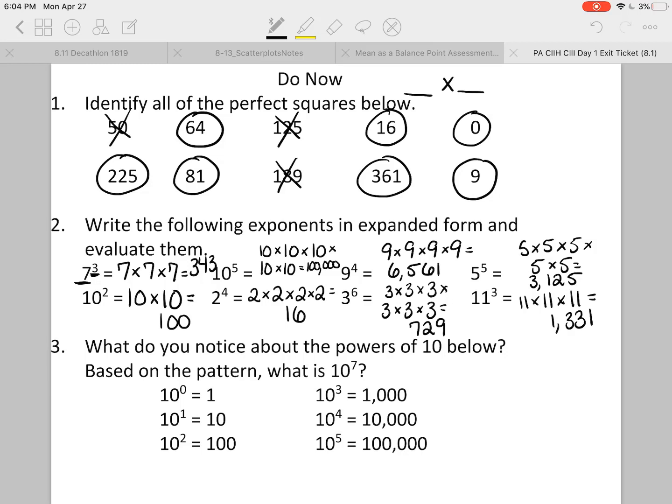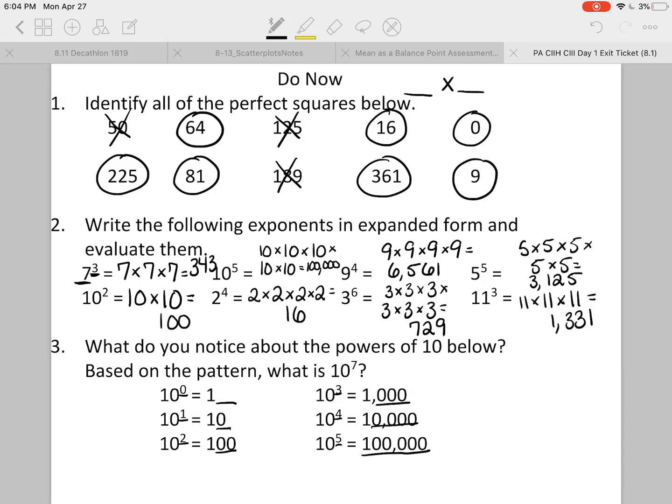Number 3, the last question. What do we notice about the powers of 10 below? What is interesting about the powers of 10 and how they relate to their exponents is in the zeros. 10 to the power of 0 has no zeros. 10 to the power of 1 has 1 zero. 10 to the power of 2 has 2 zeros, and on and on and on.